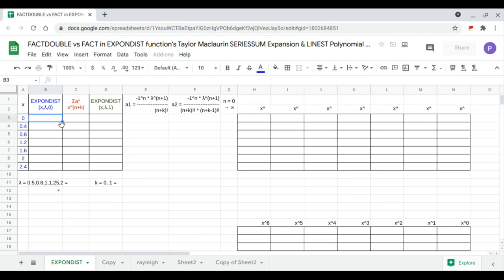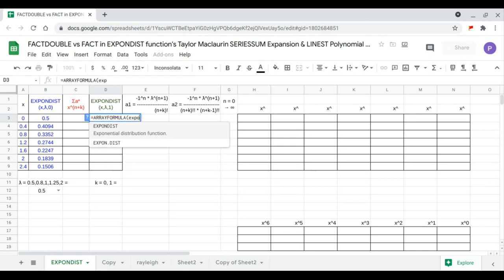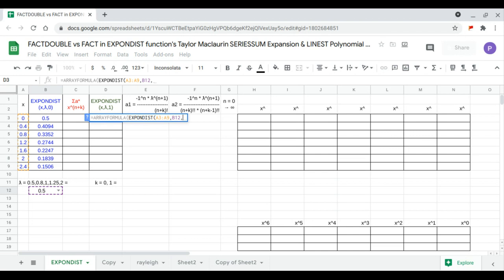Next, the data set of the probability density function, which is array formula, EXPONDIST of the x values, comma, and our lambda will be this value, and 0 because this is a probability density function. So for now, we'll have lambda at 0.5. We continue with the cumulative distribution function, which is array formula, EXPONDIST of the x values, where lambda, this is our lambda, comma, 1, which is cumulative distribution function.